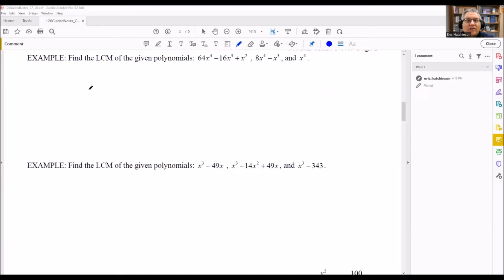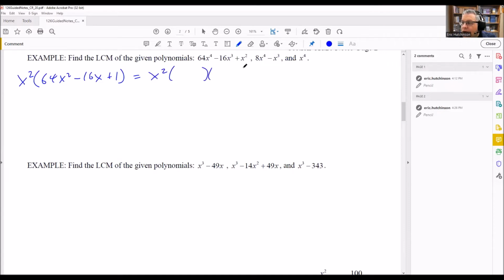Now we want to find the LCM of three terms. The process is still the same. We need to first factor these. For the first one, we can take out an x squared, and when we factor that out, we get 64x squared minus 16x plus 1. But that can be factored again.